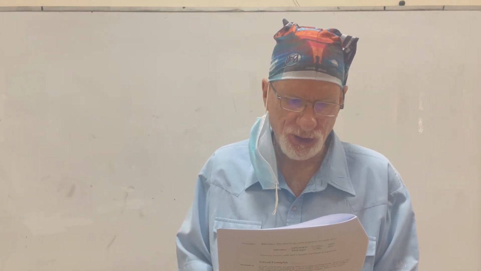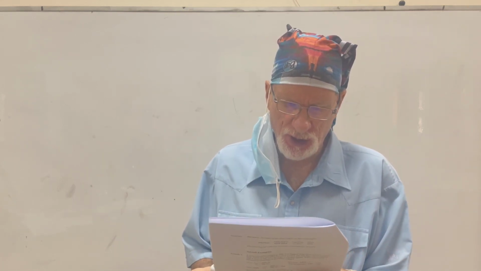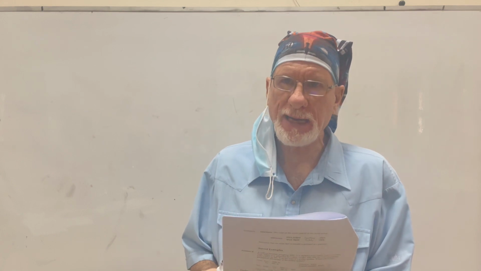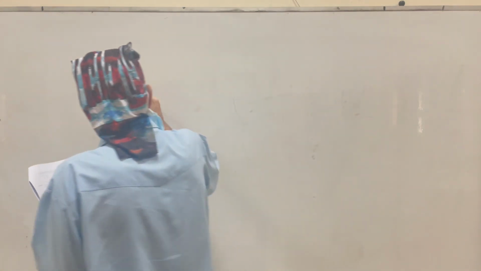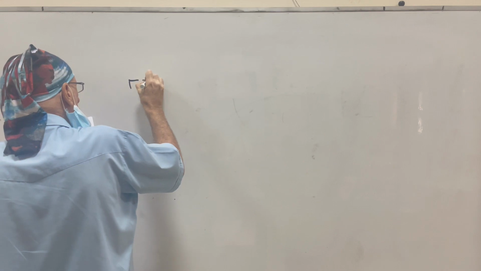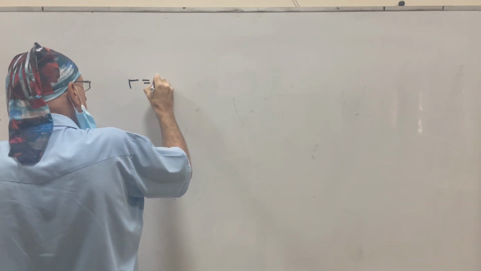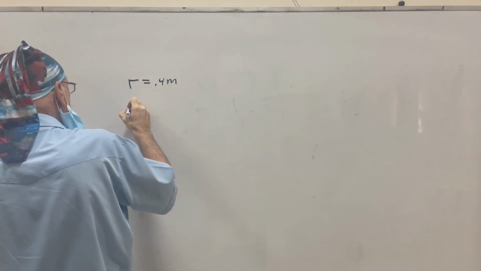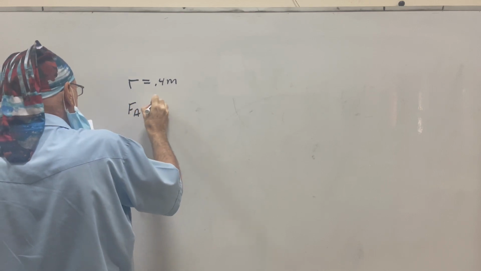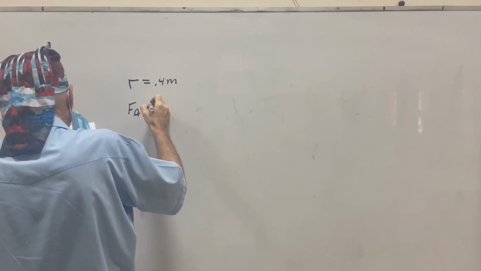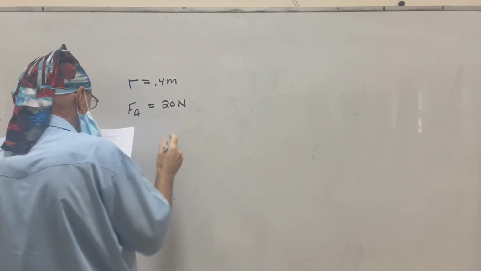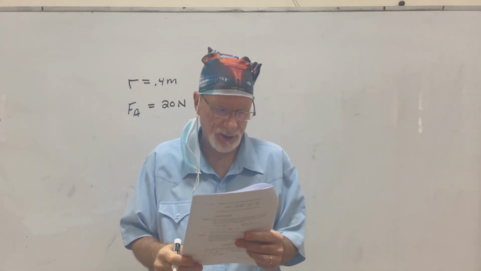It says, Jack and Jill went up the hill to fetch a pail of water. At the well, Jill used a force of 20 newtons to turn a crank handle of radius 0.4. So the radius of the crank handle is 0.4 meters, and she applied a force of 20 newtons. We don't know what they are yet, so we'll just write them down.